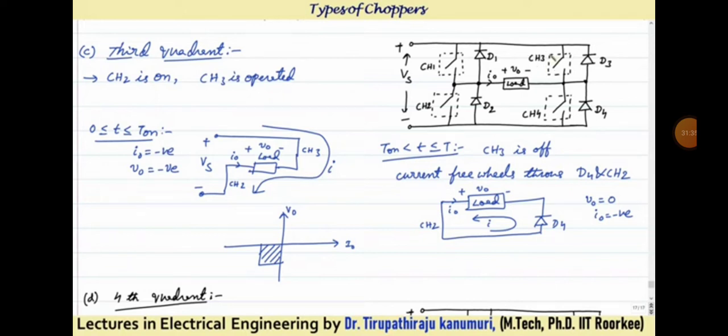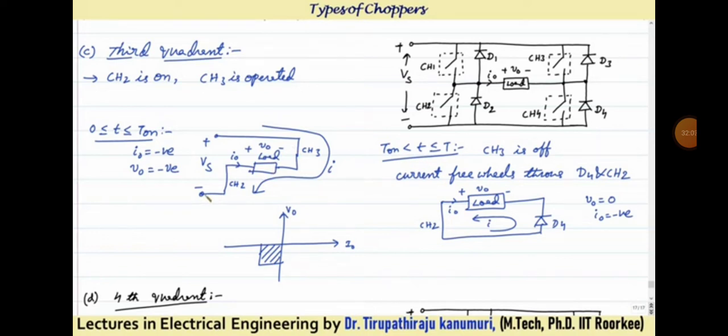CH3 is operated and CH2 is permanently closed. That means your negative terminal is always connected to the positive terminal of your load directly. So the same thing I have represented, it is connected to the load. Now when CH3 is closed, what will happen? The current passes through CH3, the load, and CH2. Your positive supply is connected through CH3 to your load, and this is connected to the negative terminal.